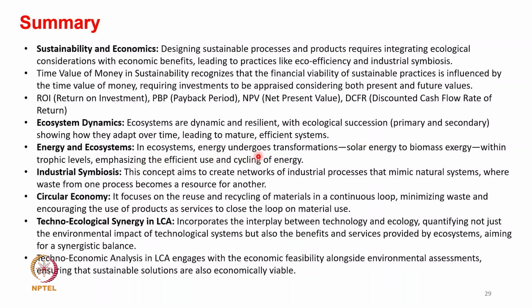Energy and ecosystem: in ecosystems, energy undergoes transformations, solar energy to biomass energy, within trophic levels, emphasizing efficient use and cycling of energy. Then we talked about industrial symbiosis. It is a concept that aims to create networks of industrial processes that mimic natural systems, where waste from one process can be given as an input or resource to the other one. Circular economy focuses on the reuse and recycling of material in a continuous loop, thereby minimizing the waste and encouraging the use of products as services to close the loop of the material use.